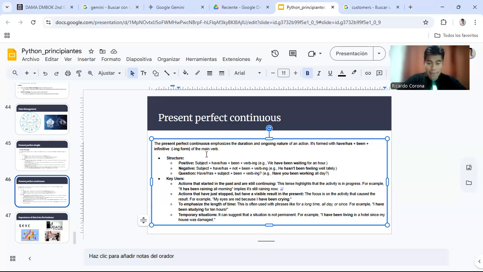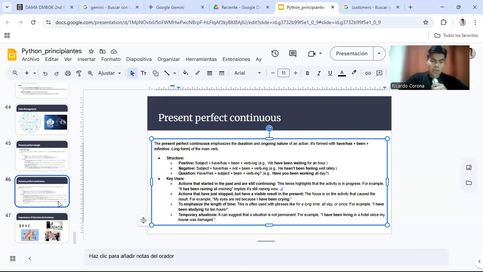And for temporary situations, it can suggest that a situation is not permanent. For example, I've been living in a hotel since my house was damaged. I've been sitting on this bench since my car engine failed, for example, because I'm waiting for the mechanic to repair my car engine, something like that.